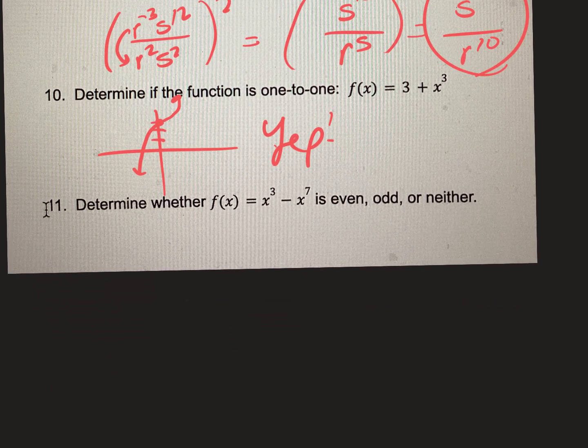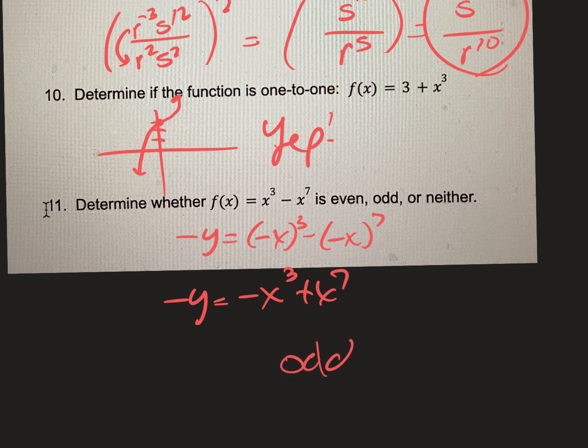Number 11, determine whether that's odd or even or neither. Now, one thing I know is it can't be even because there's no even exponents. So I'm going to check odd only. There are 2 ways you can check odd. One is you can plug in a negative y and a negative x. The other thing you can do is if it's odd, it's symmetric about the origin, which means the graph looks the same upside down as the right side up. So if you want to, technically you could punch that in your calculator and see what happens. So I'm looking at that after I punched in a negative x and a negative y, and it's exactly the opposite of what I started with, which means it is odd.